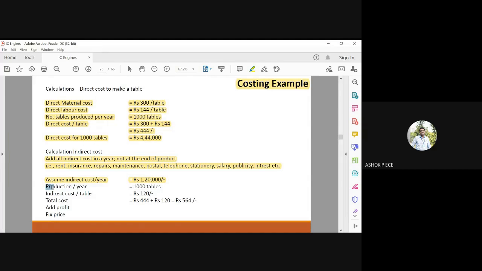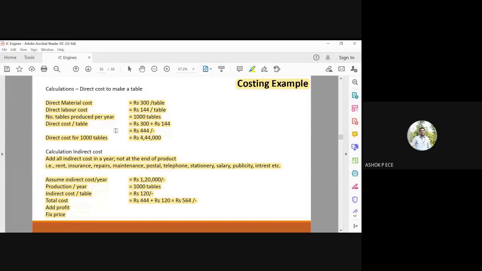So production per year is 1000 tables. So the indirect cost per table is rupees 120. So total cost is, your direct cost is 444 plus your indirect cost is 120. It is going to be your 564. So this is the actual price for producing one table, 564 rupees. And then on top of this, you will be adding the profit and finally fixing the price.